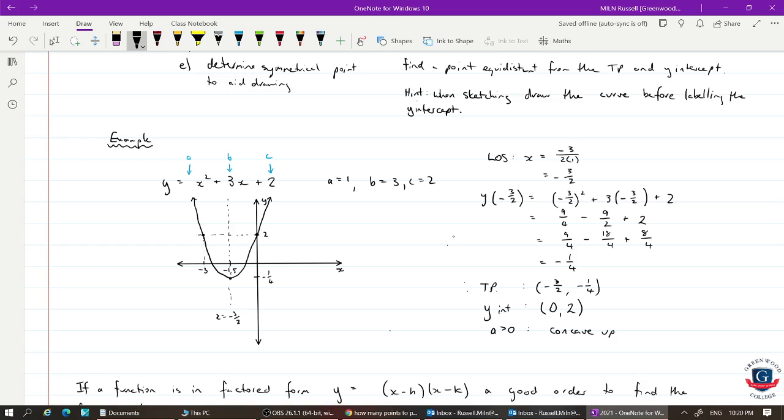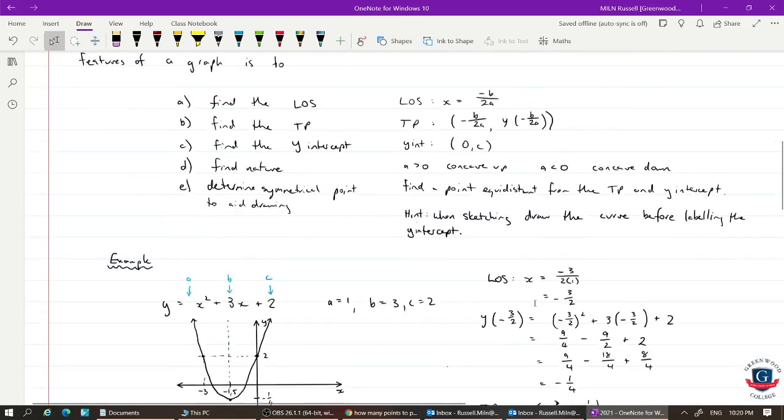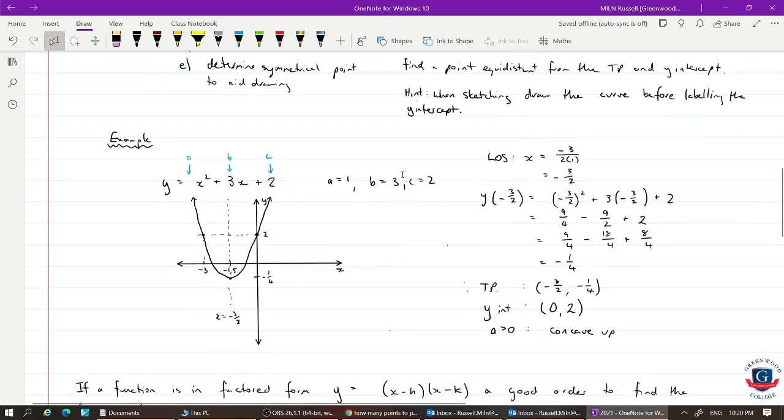Substitute a and b into the equation -b on 2a, which I've set up here. Given that b is 3, negative b is -3, which I've written up here, and we put 2a underneath. 2 times 1 is 2, which gives us -1.5.